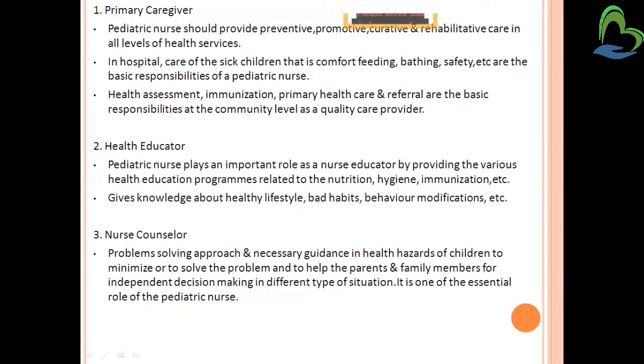So as a nurse counselor, she should solve the problems that are identified. She should guide the parents and children in taking the decisions. Then she should help the parents and the family members in taking independent decisions. Example, if a child is having chronic illness and a surgery is planned, we should help the parents to take that independent decision in any situation.